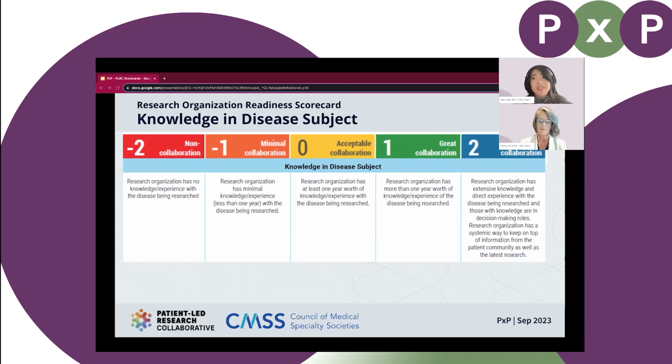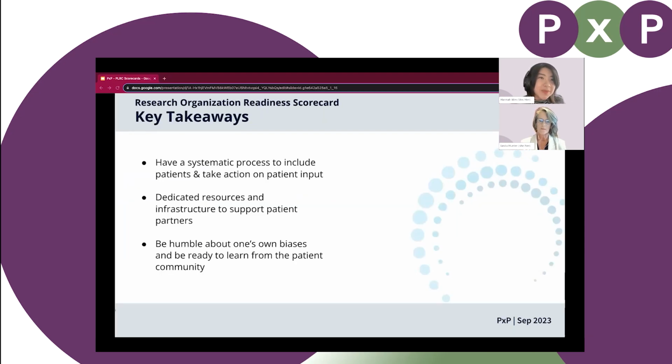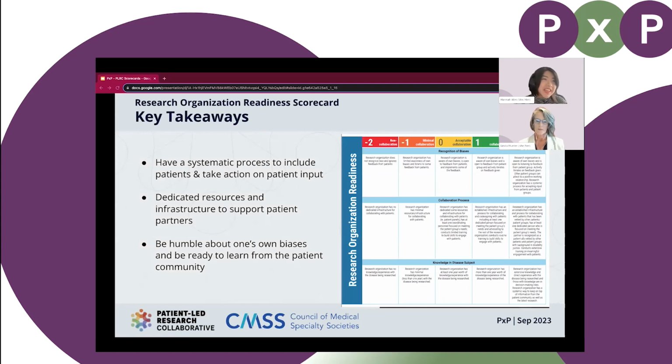The research organization ideally has a systemic way to keep on top of the information from the patient community as well as the latest research. It sounds very obvious, but it's something important to state for patients. Some of the key takeaways for this scorecard are to have a systemic process, have dedicated resources, and be humble about one's own biases as a researcher.